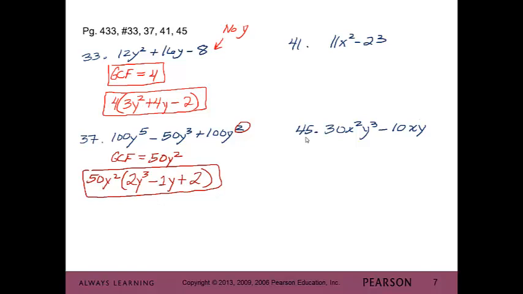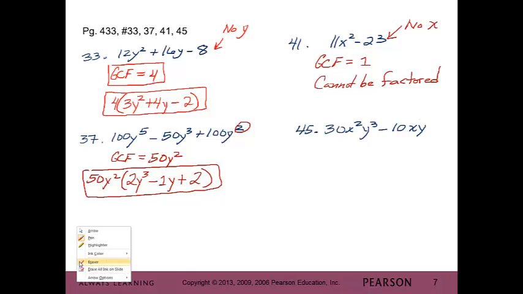Alright, let's look at number 41. We're still factoring, so first we're going to start with our GCF. So we want to find the largest number that will divide 11 as well as 23. That number is only 1. When I look at my variable terms, I have an x squared, but on the 23 there is no x. Therefore, I can't factor out an x. So my GCF is only 1. Therefore, this cannot be factored. If your GCF is 1, then you cannot factor the polynomial.